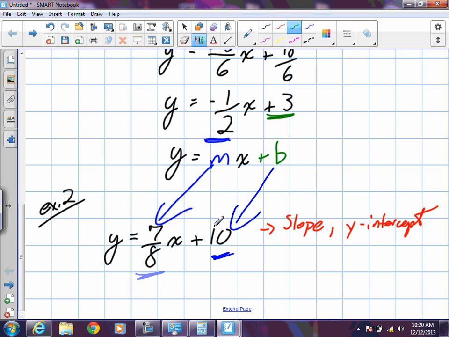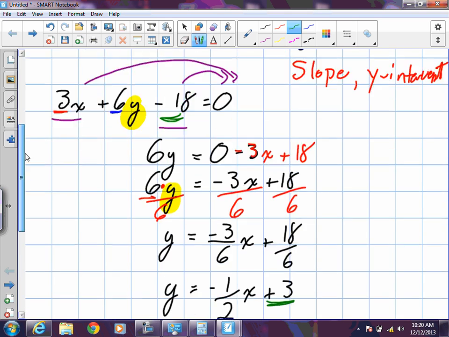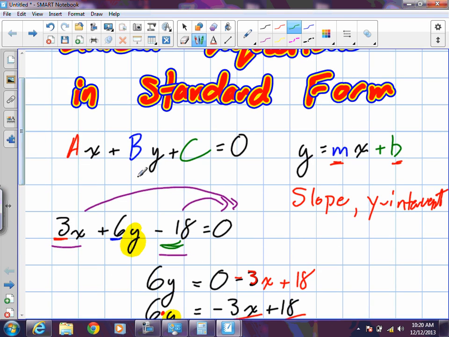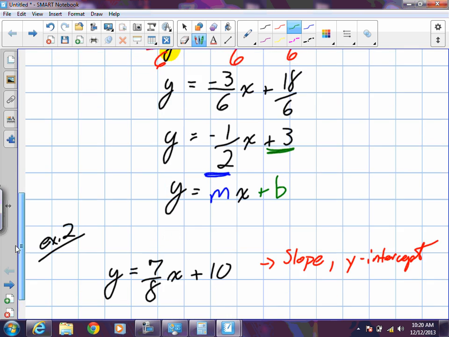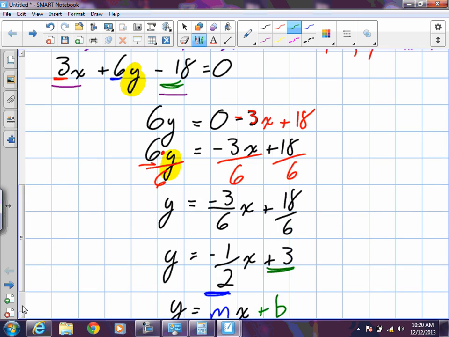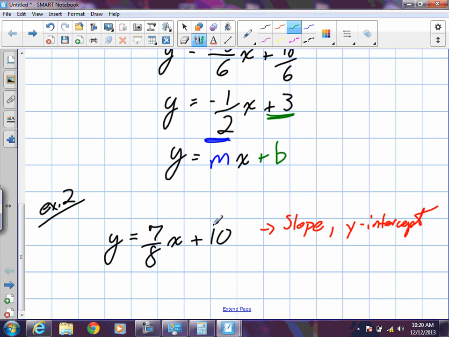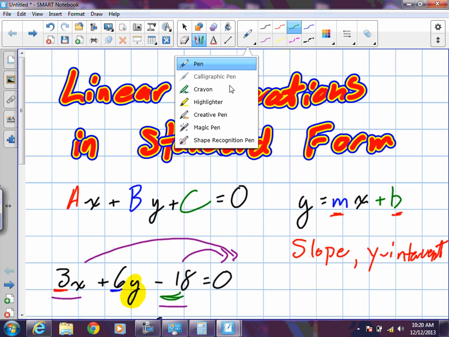So, with that being said, in our standard form, what do we set everything equal to? 0. I want to move everything to the other side. Okay? I want everything to move over to the other side. And in order to do this, we also don't want to have any fractions, if you notice. Okay? All of these will be whole numbers.